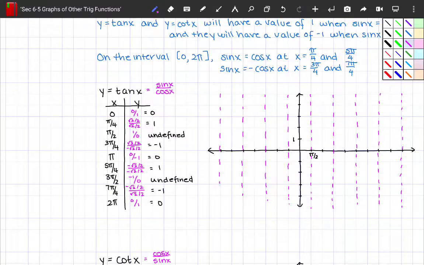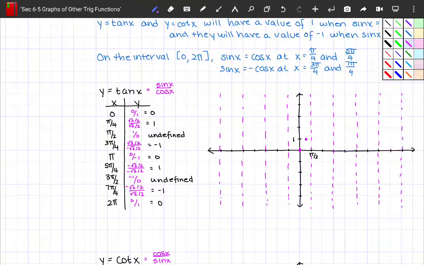So I have all these vertical asymptotes. All right, so let's take a look then at these other values at 0, 1, -1, and so on. So at x equals 0, it equals 0. That's this point right here. At pi over 4, y equals 1. Pi over 4 is going to be halfway in between 0 and pi over 2. So that's going to put this point right here.